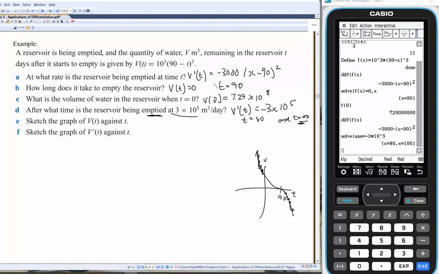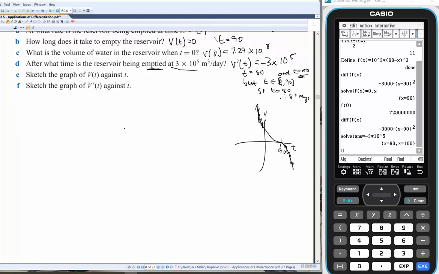Now, the problem is that t equals 100 is an out of domain solution, because this happens down here somewhere. And even though the graph says it's possible, we know that the reservoir is going to be empty at 90. We're going to say, but t is an element between 0 and 90 inclusive, so t equals 80 days. Yes, days. We want the graph of V(t) against t. We've done that already.